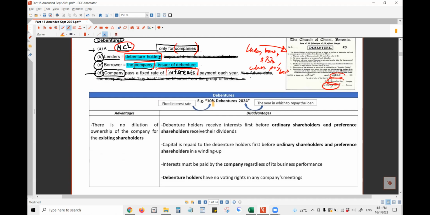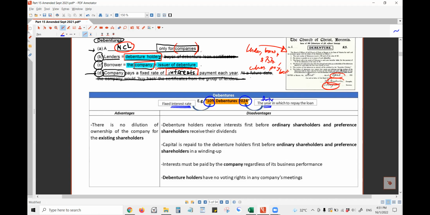When you are describing a debenture, you must have a few components in its name. Here's an example: 10% debentures 2024. There must be a percentage attached to the name of the debenture. This percentage refers to the interest rate to pay. That means every year the company has to pay 10% interest. The year attached to the name of the debenture is the future year.